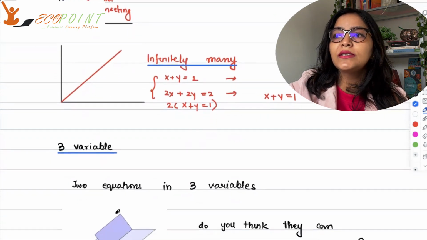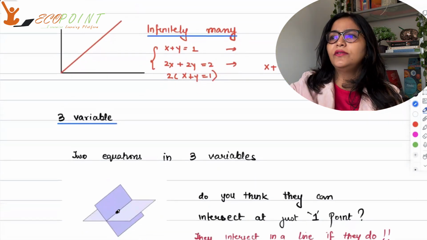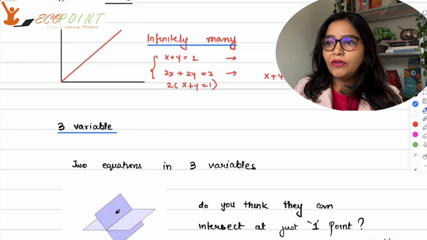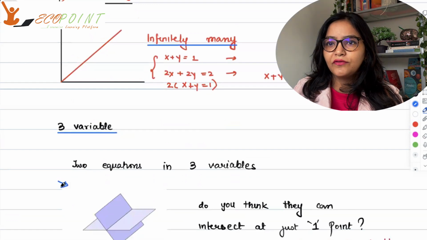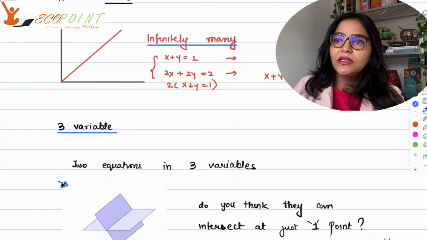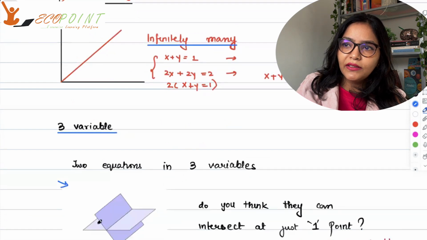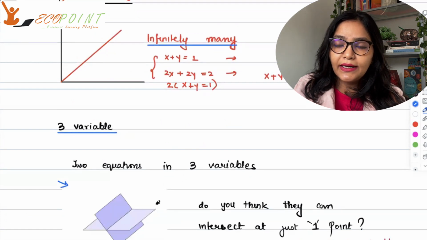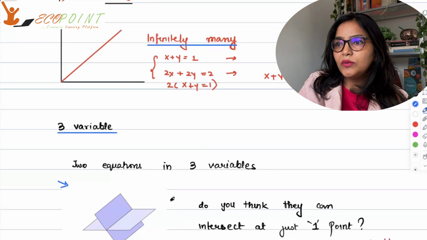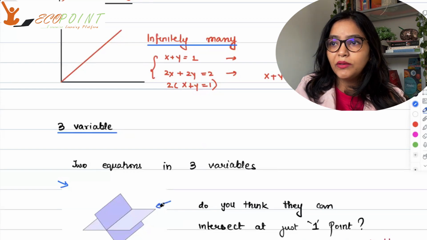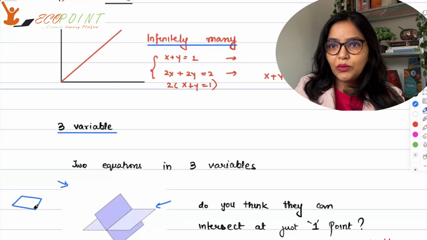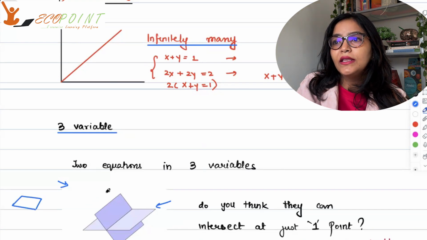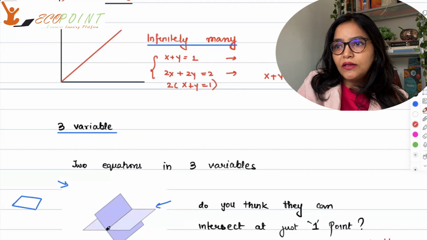Two equations in three variables. Just imagine if you have two equations in three variables. Suppose this is what you get after graphing. If you observe what's happening, there are two planes. One equation in three variables will look like this, one plane. So this is like one plane. This is one equation in three variables. This is another plane.